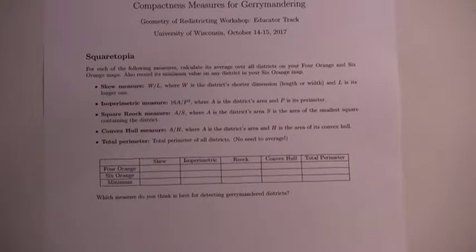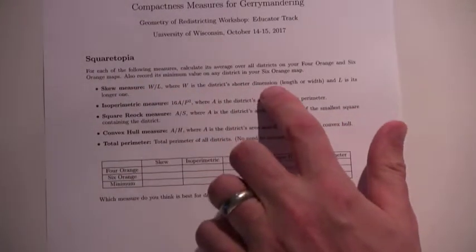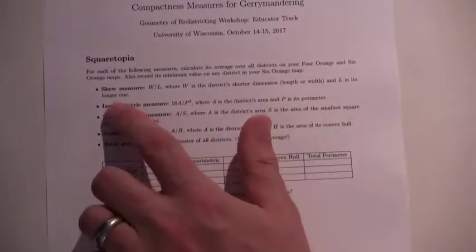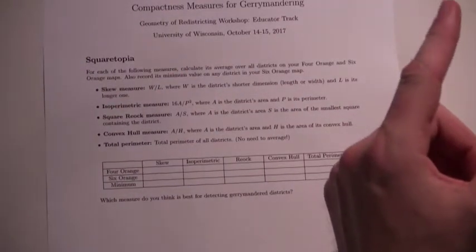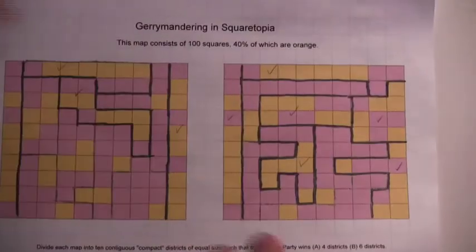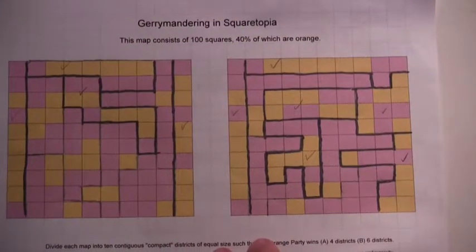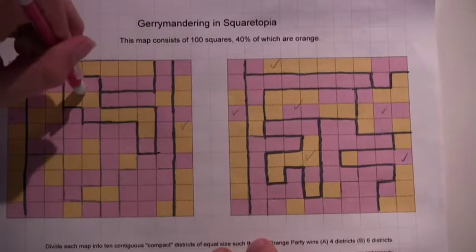Okay, the skew measure is W divided by L, where W is the district's shorter dimension, length or width, and L is the larger one. So you just take width divided by length. Can you bring your picture over here? Just pick any district, doesn't matter which one. How would width work for this district?